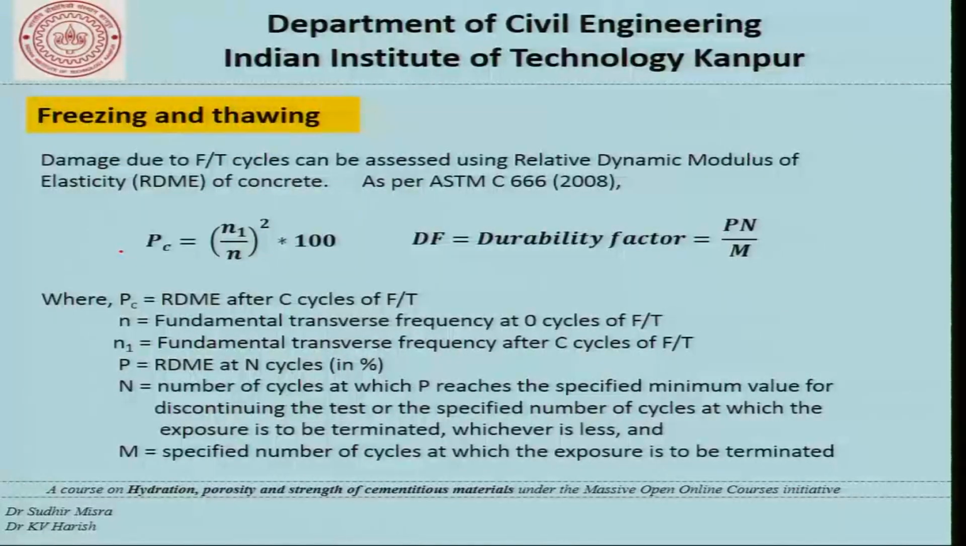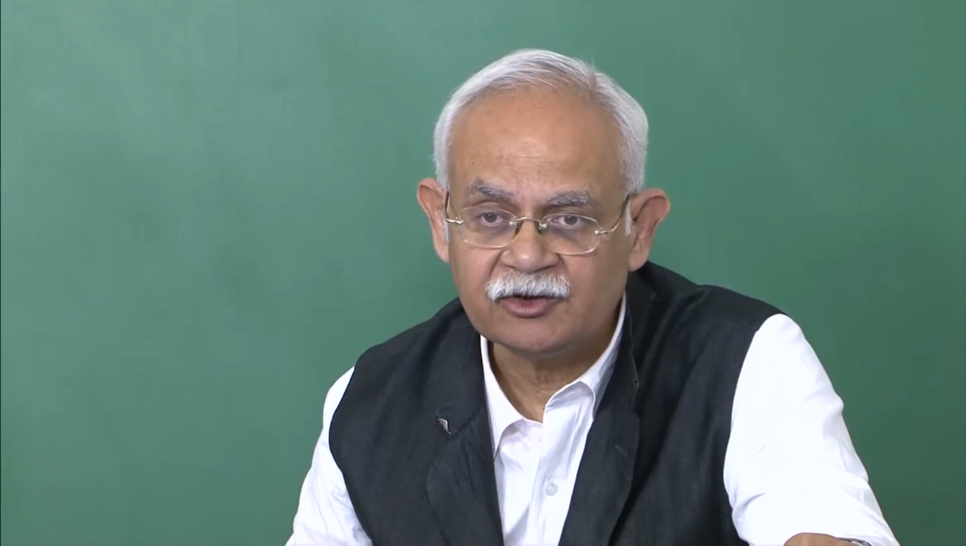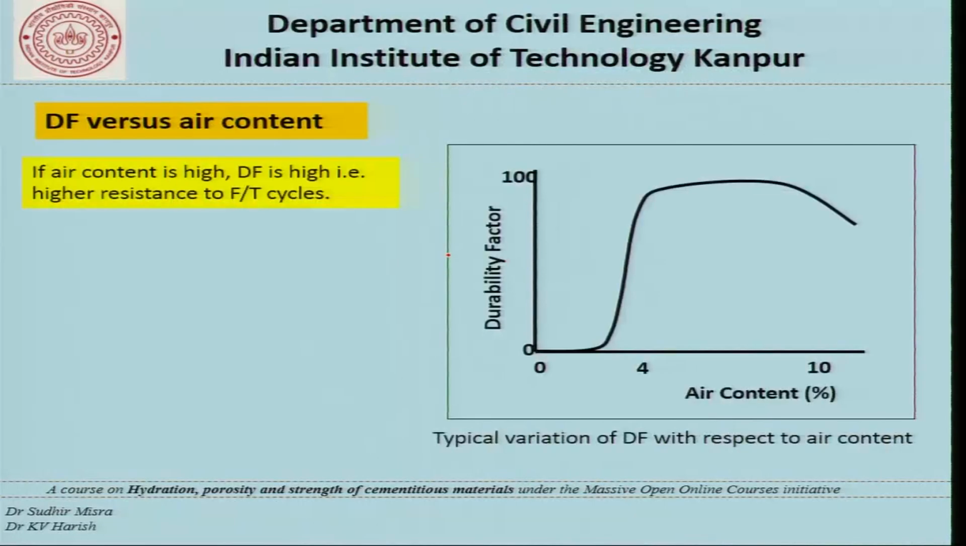Now, how do we evaluate the durability of a concrete from the point of view of freezing and thawing? That is done by the so-called relative dynamic modulus of elasticity of concrete. The test is carried out using the relative dynamic modulus of elasticity of concrete, and as per ASTM C666, there is a procedure given, there is an equipment which I would like you to read from the web or the books, and there is something called the durability factor, which we finally calculate. And as far as the durability of concrete to freezing and thawing is concerned, we evaluate it based on the durability factor.